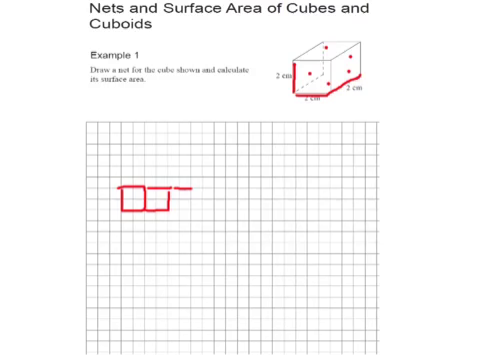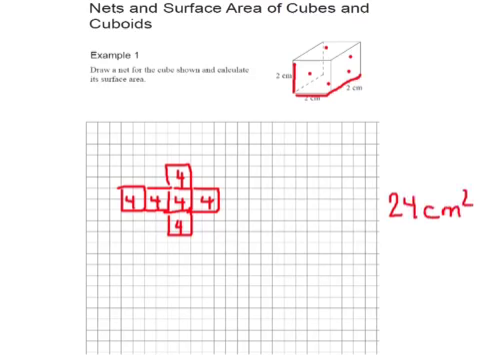That's 2, 3, 4, 5, 6. And they are 2 by 2. So each one of these is 4 centimeters squared. So now you add them all together. 4 plus 4 plus 4 plus 4 plus 4 plus 4 is equal to 24 centimeters squared.